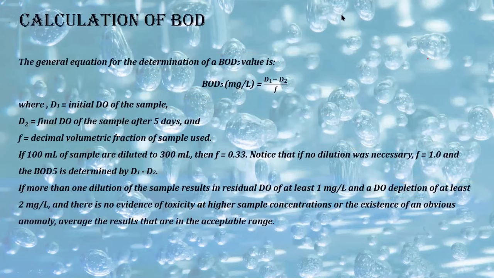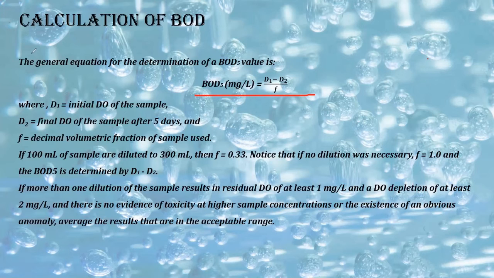Now, calculation of BOD. How is BOD calculated? Normal BOD5 is equal to (D1 minus D2) divided by F, where F is the decimal volumetric fraction of sample used. D2 is the sample after 5 days and D1 is the initial. So basically D1 and D5 have now become D1 and D2.